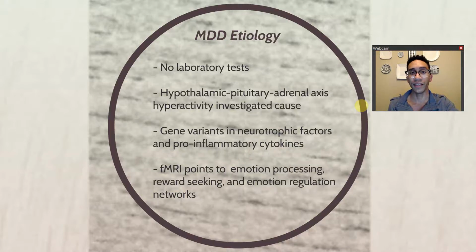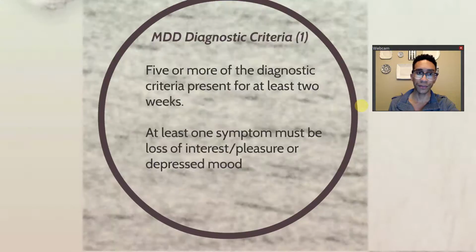But like I said, there's no real blood test that you could take right now to determine if you have it or not. fMRI points to emotion processing, reward seeking, and emotion regulation networks. So they're just looking at activation on the cerebral cortex, or further down beneath in the brain, to determine what areas are active during major depressive episodes.